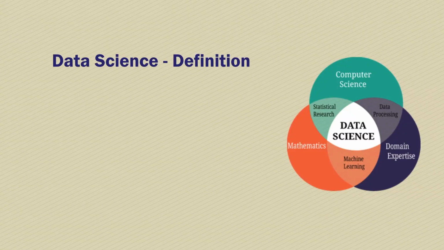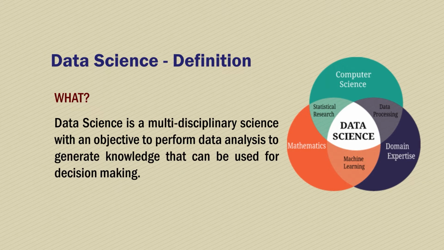So let's understand what exactly data science is. Data science is a multidisciplinary science with an objective to perform data analysis to generate knowledge that can be used for decision making. When we say multidisciplinary science, it constitutes different parts of computer science, statistical research, mathematics, machine learning, data processing, and most importantly, the domain expertise. And this is how the complete data science is constituted.